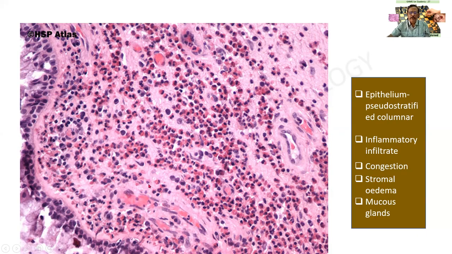And this is the supporting stroma. The intervening area is the supporting stroma, and it is showing edema. So what all should we observe? The epithelium is pseudostratified, columnar. There is an inflammatory infiltrate, predominantly of eosinophils. You must see what is the infiltrate in the slide in your college. There is congestion of the stroma and there is also a marked amount of stromal edema. Rarely we may be seeing mucus glands, not prominent in this slide, but it can be seen.